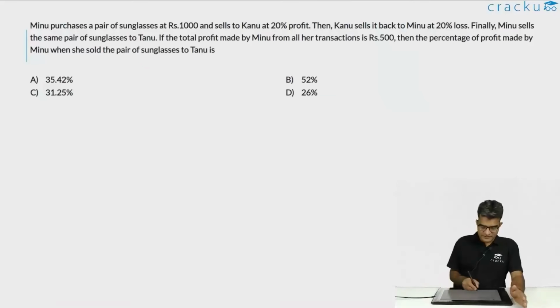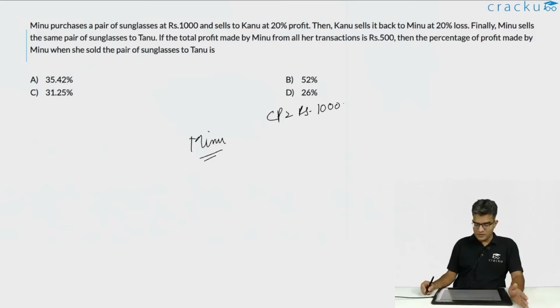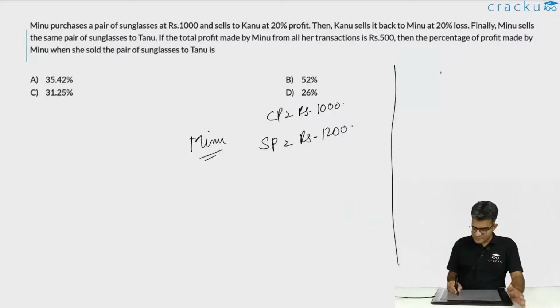In this question, we are told that Minu purchases sunglasses at rupees 1000. So the cost price is rupees 1000. And she sells it to Kanu at a profit of 20%. So that is 1200. From the standpoint of Kanu, the cost price is rupees 1200.